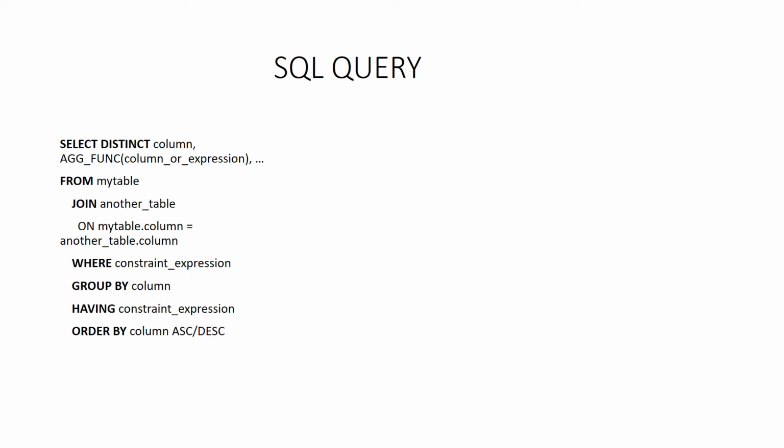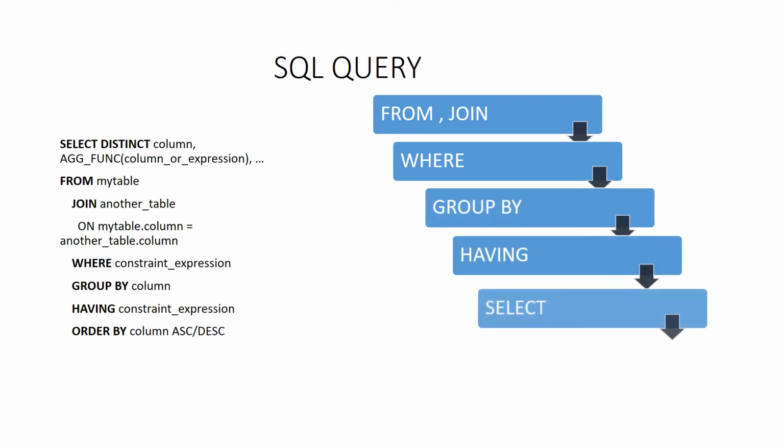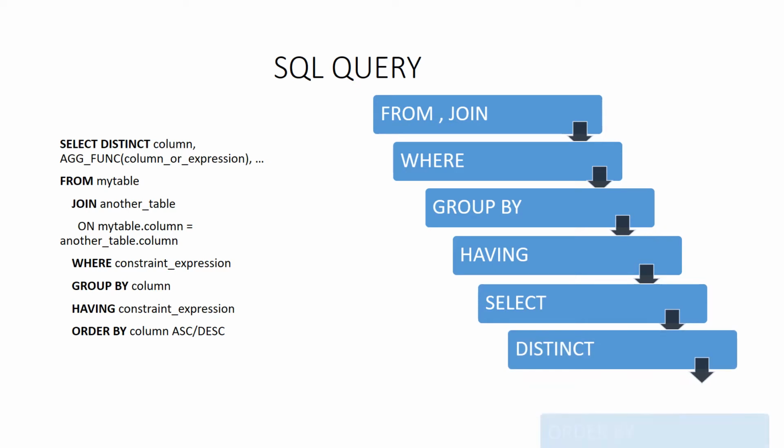The order by keyword is used to sort the result set in ascending or descending order. As soon as you execute the query, from and join clause are executed first, followed by where clause, group by clause, having clause, select clause, distinct clause, and order by clause.